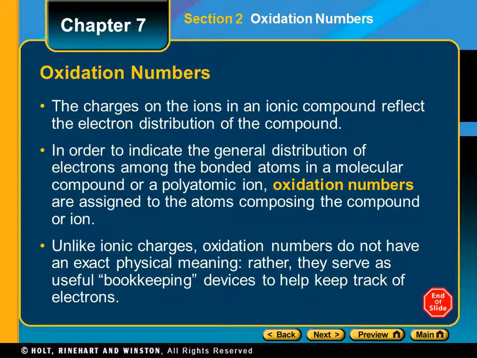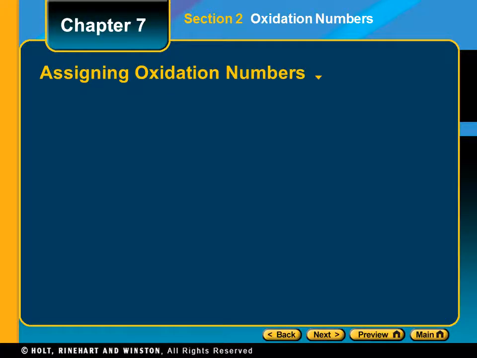So these are a little different. Unlike ionic charges, oxidation numbers do not have an exact physical meaning. Rather, they serve as a useful bookkeeping tool to help keep track of electrons. So remember this, guys. The oxidation numbers are not necessarily or absolutely the same thing as telling you specifically what the charge is, how many electrons are there, how many electrons have been lost, how many electrons have been gained.